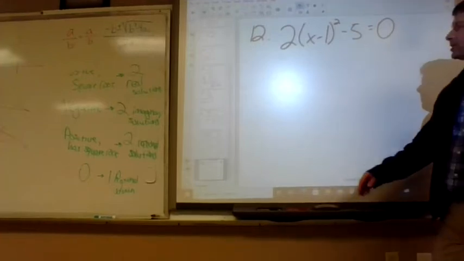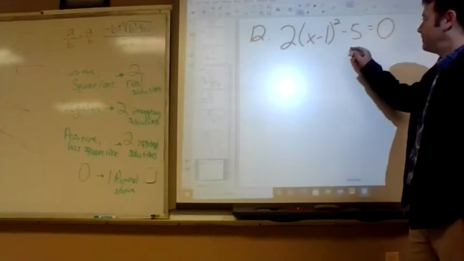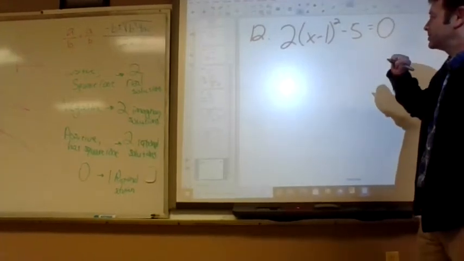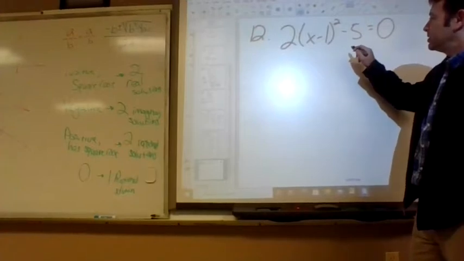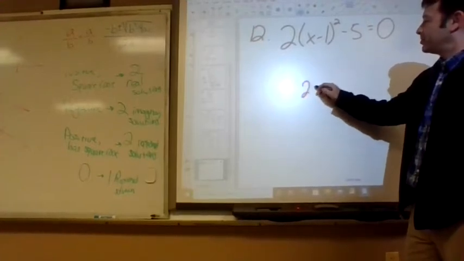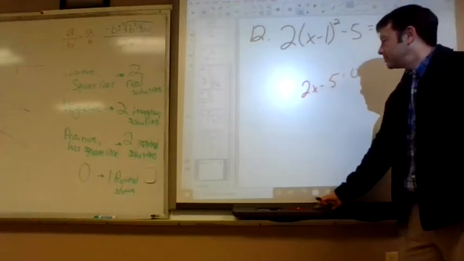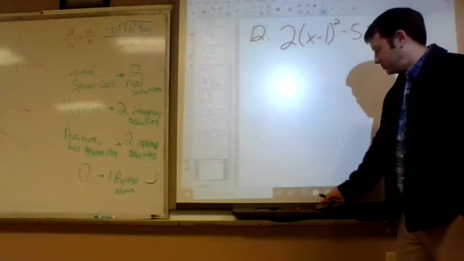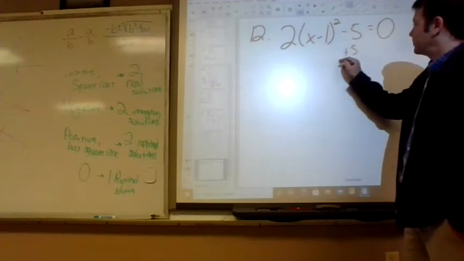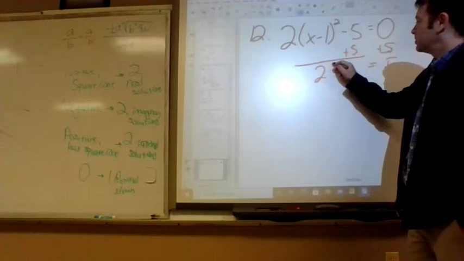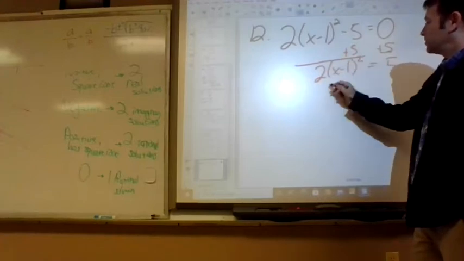So just like the last problem, I'm going to get x minus 1 squared by itself. How do I get x minus 1 squared by itself? What should I do first? It's kind of like 2x minus 5, right? So you would add 5, then divide by 2. So, yeah, add 5. Divide by 2. 2.5.